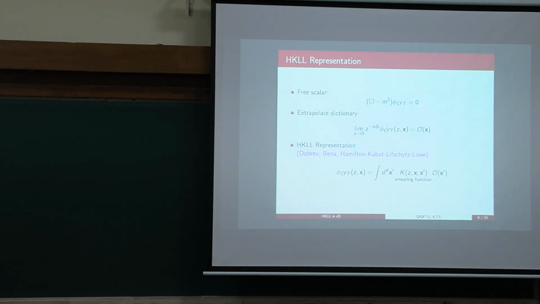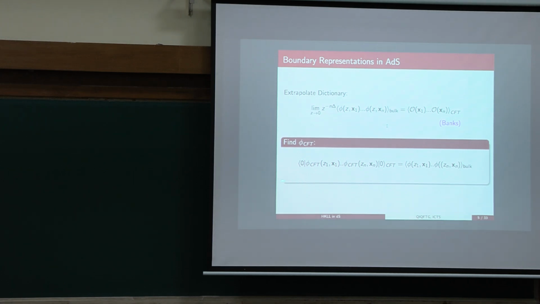So phi CFT is the boundary representation of a bulk field. Phi CFT has to satisfy this. This is the defining condition for phi CFT. So phi CFT is an operator in the boundary field theory whose correlation functions reproduce the correlation functions of the bulk scalar.